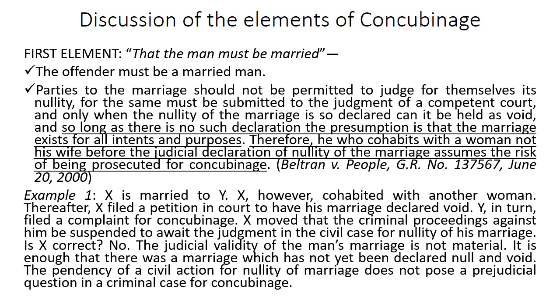Example number 1. X is married to Y. X, however, cohabited with another woman. Thereafter, X filed a petition in court to have his marriage declared void. Y, in turn, filed a complaint for concubinage. X moved that the criminal proceedings against him be suspended to await the judgment in the civil case for the nullity of his marriage. Question: is X correct?